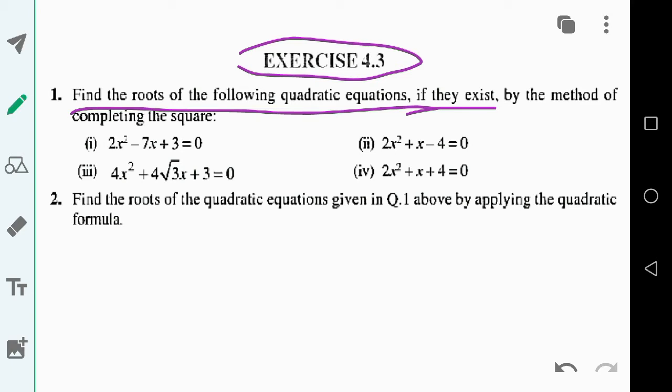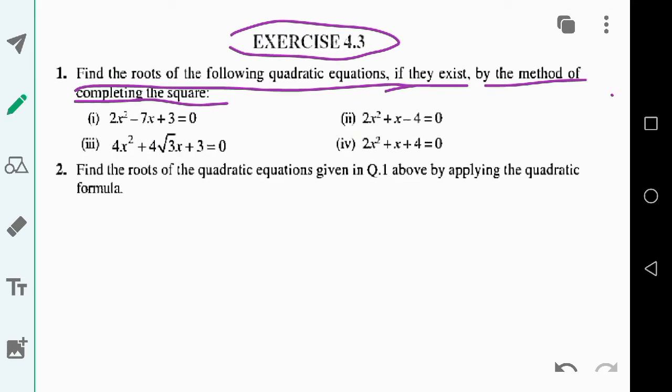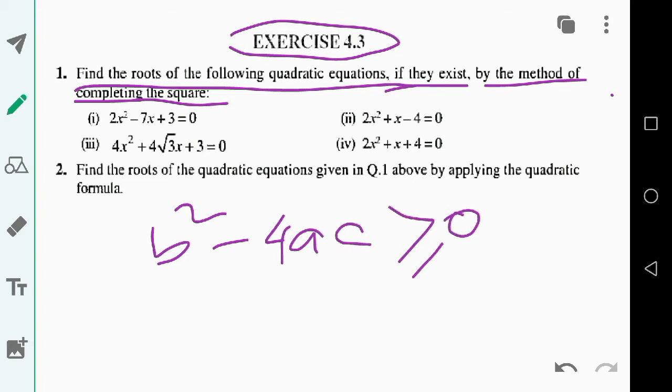Whether a real solution does exist or not has to be determined first. Then we have to solve those equations by the method of completing the square. So in order to determine whether real roots exist or not, we first have to determine the value of b square minus 4ac. If its value is greater than or equal to 0, then there exists a real solution or real roots.